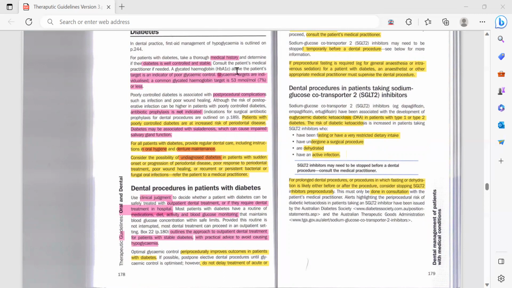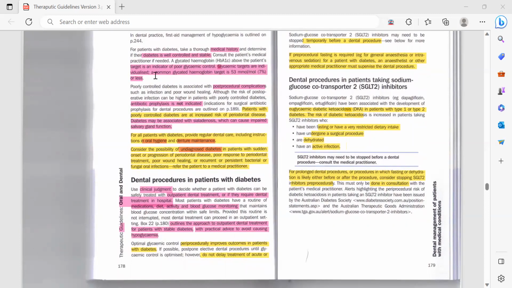Glycated hemoglobin, which is the HbA1c level, above the patient's target is an indicator of poor glycemic control. Glycemic targets are individualized. A common glycated hemoglobin target is 53 mmol per mole, which is 7% or less. Okay, so you need to remember this value, up to which value the patient's glucose control is normal and which is abnormal. Poorly controlled diabetes is associated with post-procedural complications.